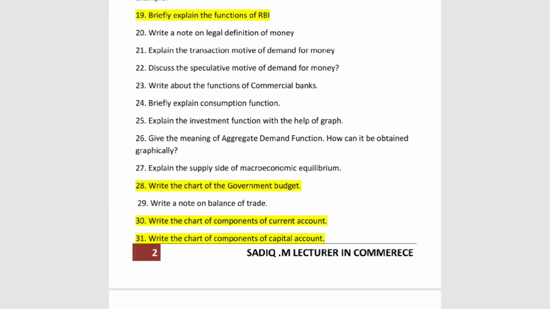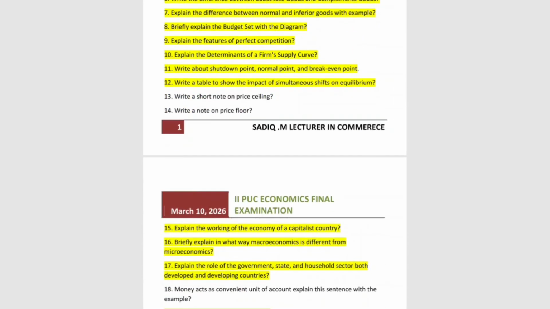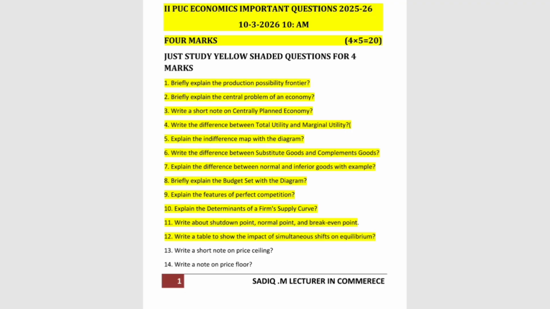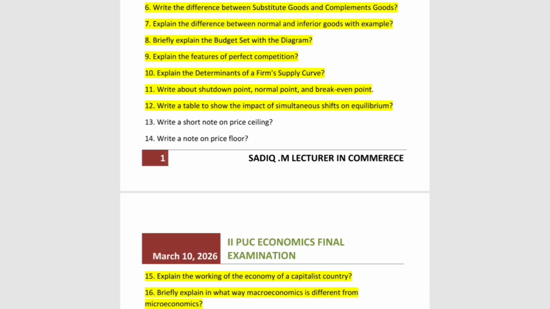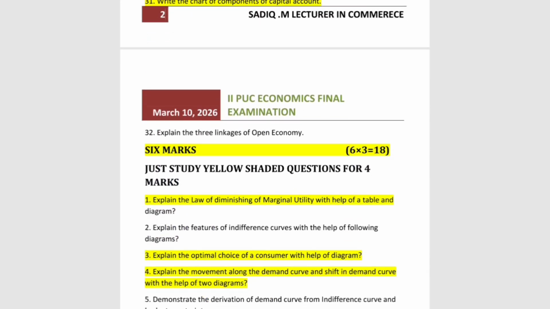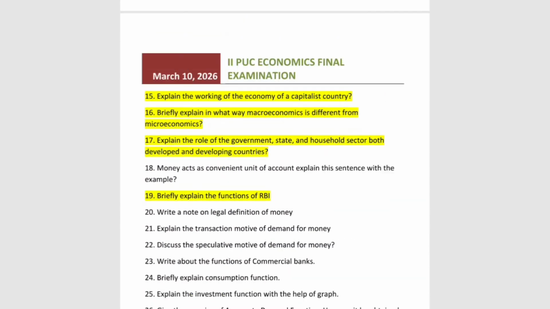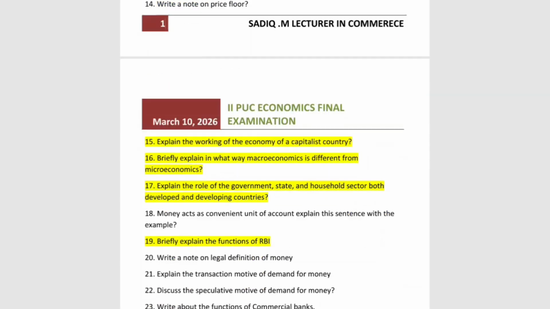So I have taken these 31 important questions for the 4 marks. What you need to do is just read the yellow shaded questions for the 4 marks. You need to read only the yellow shaded questions. If you prepare well for these yellow shaded questions, definitely you are going to be writing 5 questions in the examination.